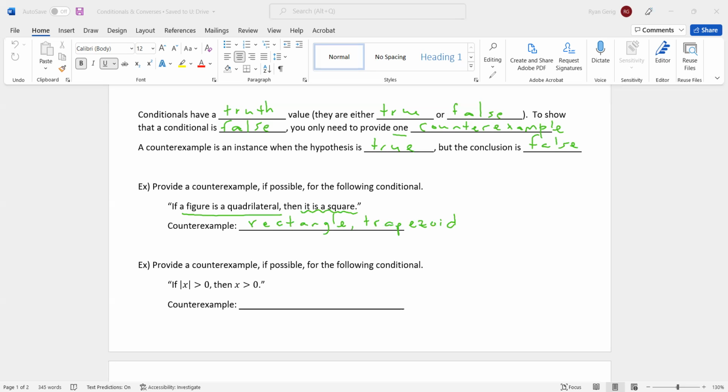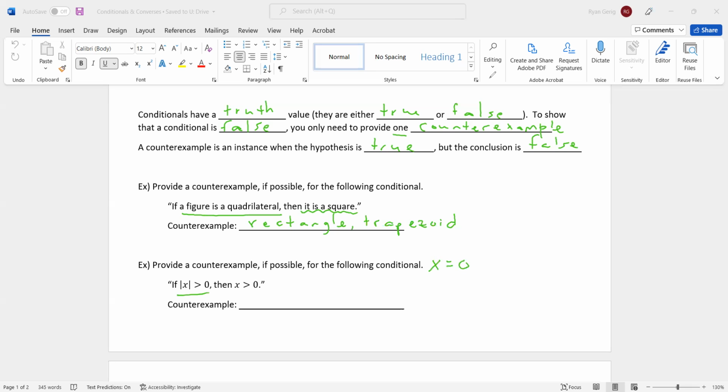Another one, if the absolute value of x is greater than 0, then x is greater than 0. So we're looking at the times when the absolute value of a number is greater than 0. Well, that's almost all the time, right? Pretty much every number. The only number that would not be included in that population is 0 itself.